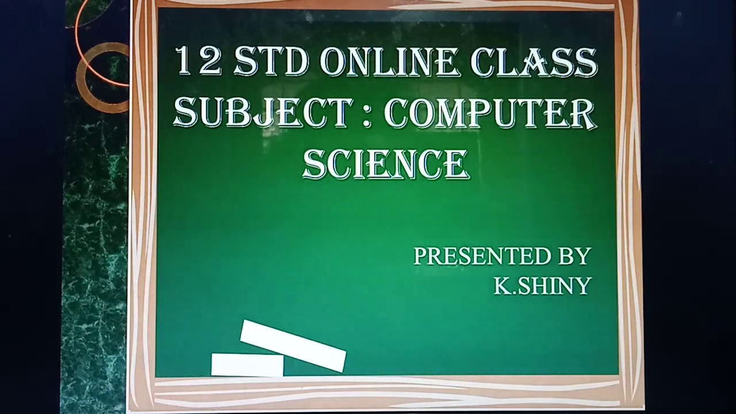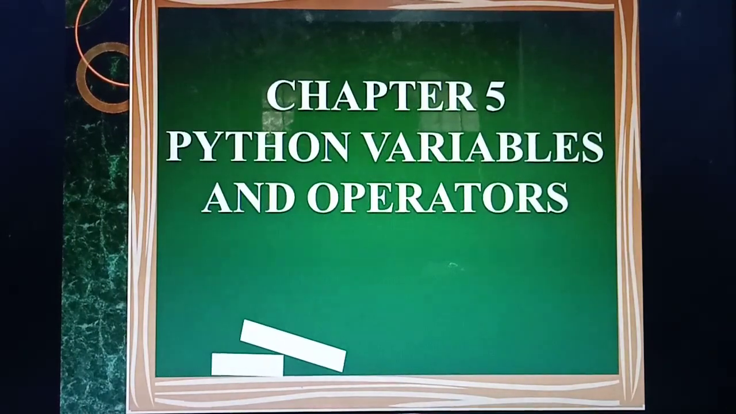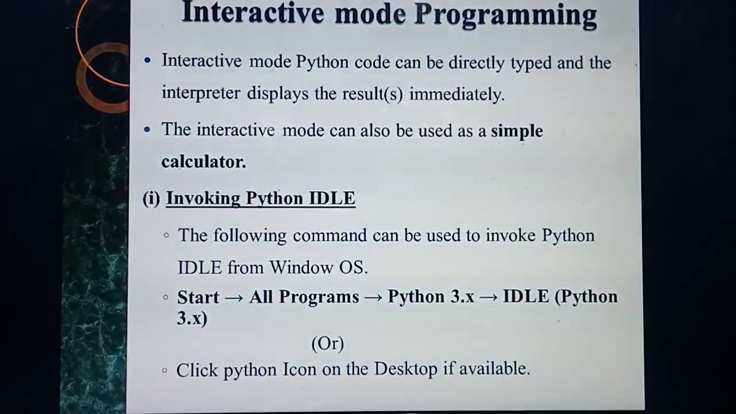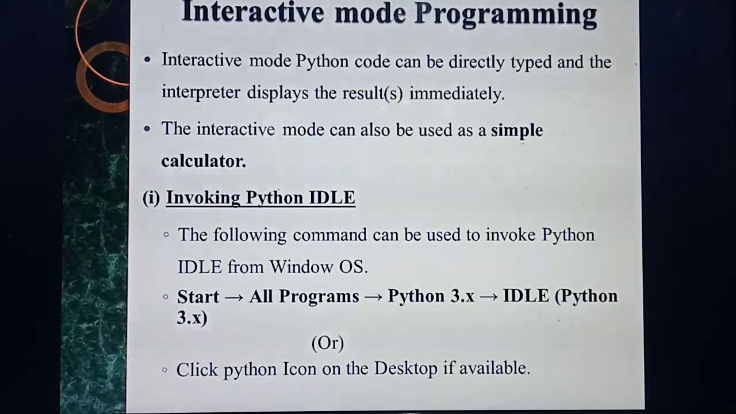Welcome to our today's online class. Now we are studying chapter 5. What's the title of your 5th chapter, students? Python variables and operators. Yesterday I gave an introduction about Python, isn't it? Today you are going to study how we are going to program in Python. This chapter is very important for your practical. Please listen carefully, students. The same thing you are going to do in your practical also. So, programming in Python.